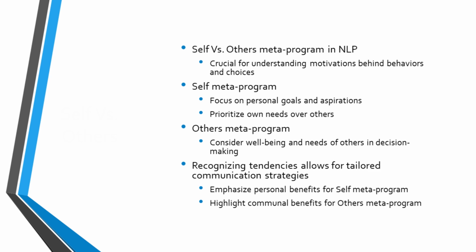Individuals with a strong self metaprogram focus on personal goals and aspirations, often prioritizing their own needs over those of others. Conversely, those with a dominant others metaprogram are inclined to consider the well-being and needs of others as a central aspect of their decision-making. Recognizing these tendencies allows communicators to tailor their strategies more effectively. For instance, when dealing with someone who leans towards the self metaprogram, emphasizing personal benefits and individual achievements can foster better engagement and understanding. On the other hand, when interacting with individuals who prioritize the others metaprogram, highlighting communal benefits and the welfare of the group can enhance rapport and cooperation.